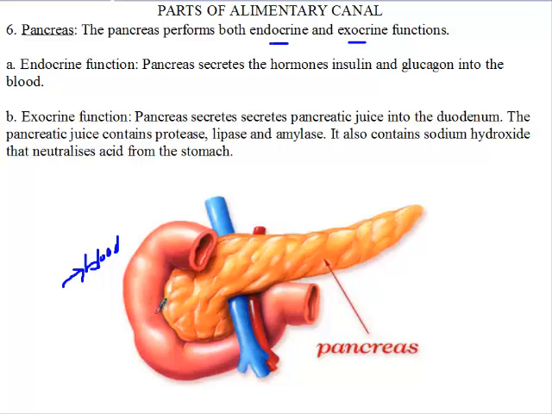Exocrine functions are performed when substances are released onto surfaces or into the gut. So endocrine is straight into the blood, exocrine is into a gut.